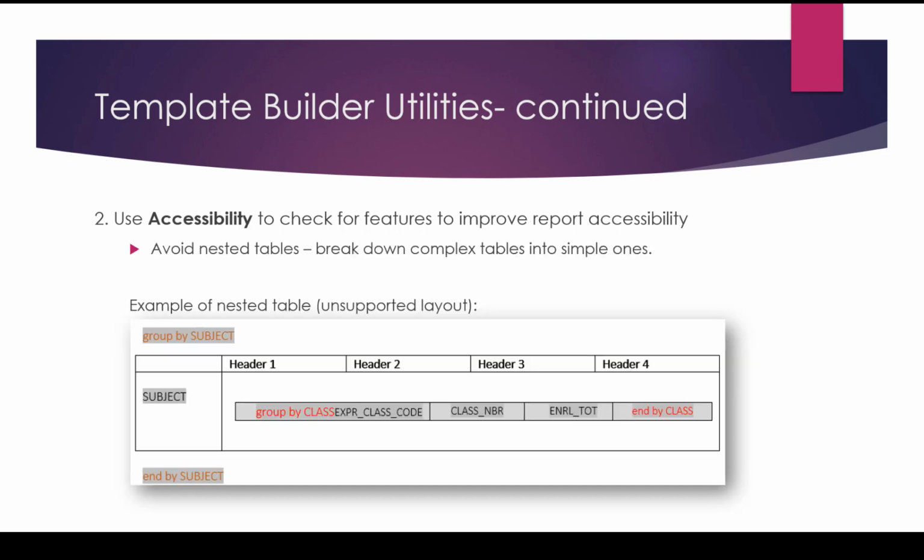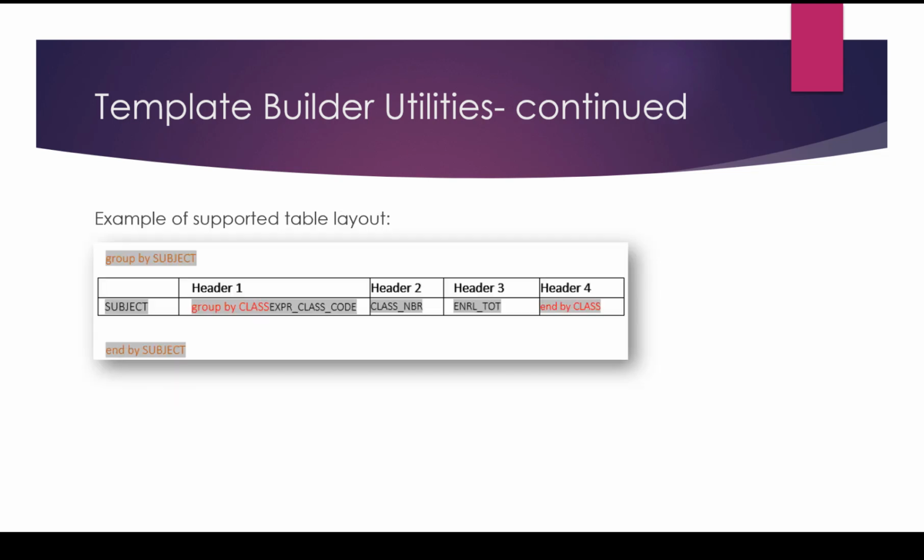I will touch upon briefly one example here, that of nested tables. So you see a nested table that is not supported, and this will cause readability issues when the report is rendered. Notice the structure. Notice how there's a single row that contains the grouping around the subject and multiple headers or columns. This is a correct and a simplified structure for the table that does not cause accessibility related issues.